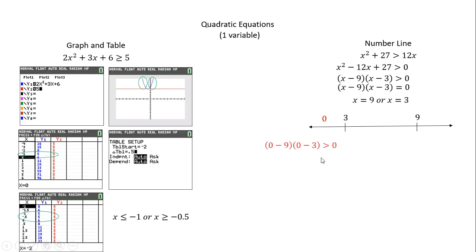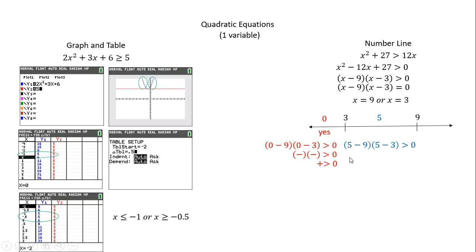So let's plug in 0. 0 minus 9, 0 minus 3. Yeah, I know that's negative 9, negative 3, but who cares? It's a negative and a negative. You multiply two negatives, you get a positive. Are positive numbers greater than 0? Yes, they are. And so that means that this function will work in this area, when x is less than 3. Then choose a number in the middle, 5.